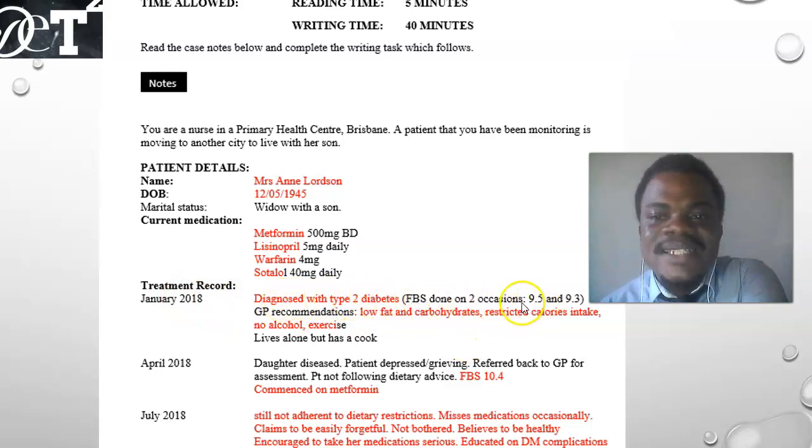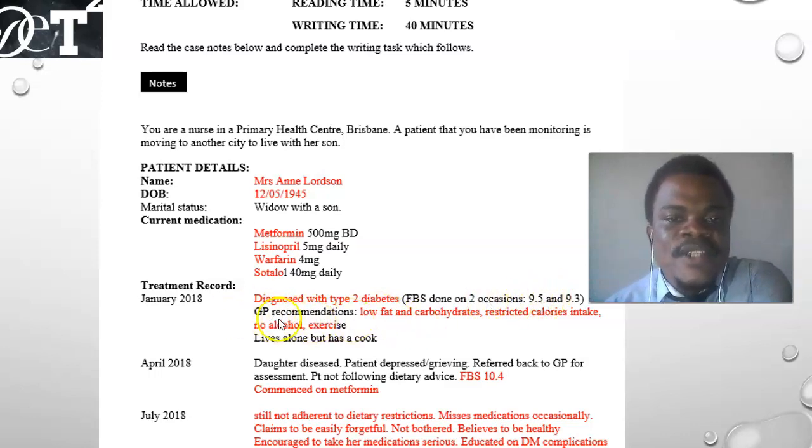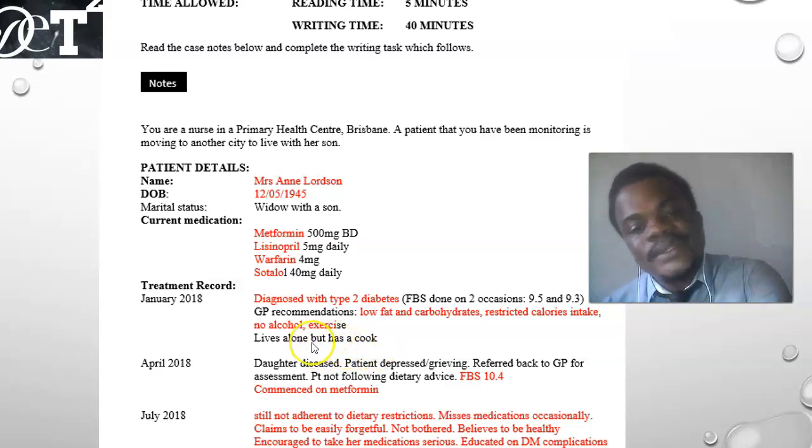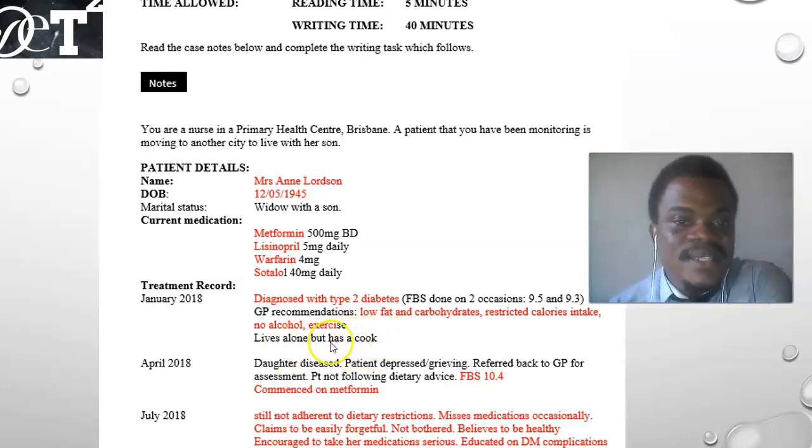So there's no need to tell this nurse the value at that point. So it's irrelevant. The GP recommended all this, so it's actually relevant to control this diabetes. Lives alone but has a cook. Well, I think this information is irrelevant. We are not dealing with a social worker here. If you are writing to a social worker, we will not ignore this information. In 2018, the patient presented again. Okay, daughter deceased.